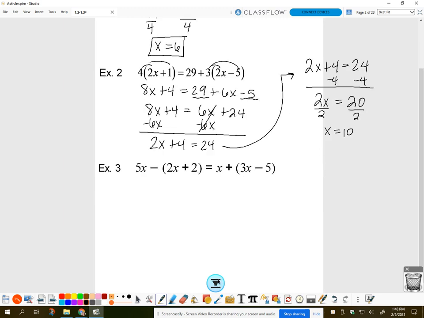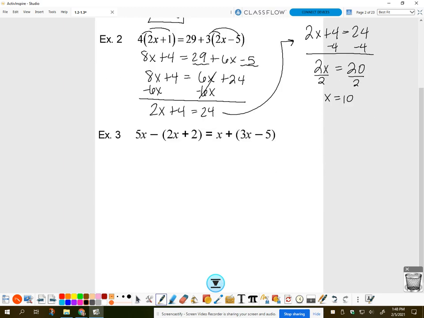All right, so example 3. Same thing, you have parentheses, you've got to get rid of them. Pay attention, this is a negative 1 that you're going to distribute. So 5x hangs out. We get negative 2x minus 2. Keep the x. There's nothing here, so those parentheses can just go away. Or you can think there's an understood 1 that you need to distribute. Either way, it looks like this.